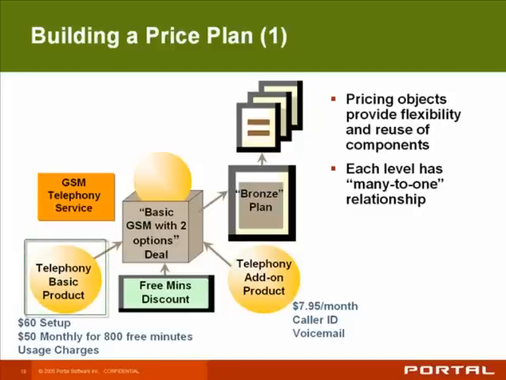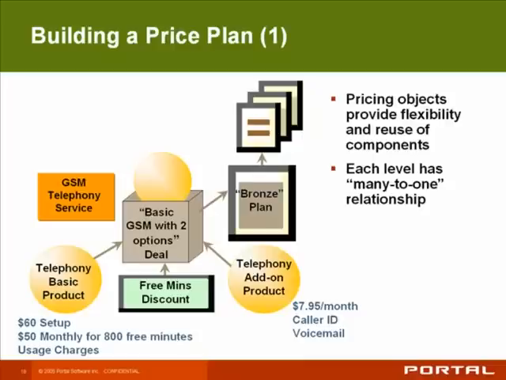The telephony basic product has a setup fee of $60, a $50 monthly fee, which includes 800 free minutes, and usage charges. The free minutes discount works just like the discount that was explained on the previous slide. The telephony add-on product charges $7.95 a month for caller ID and voicemail. This product can be combined with other telephony products to make different deals.